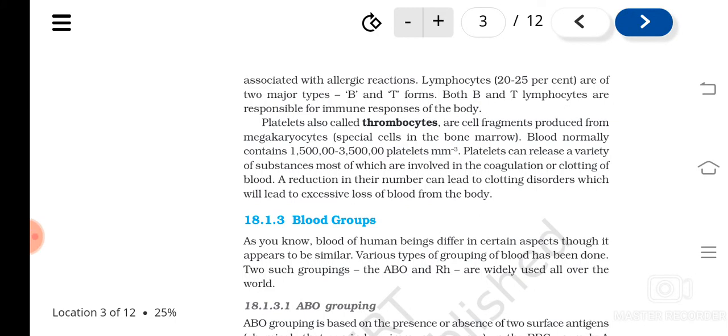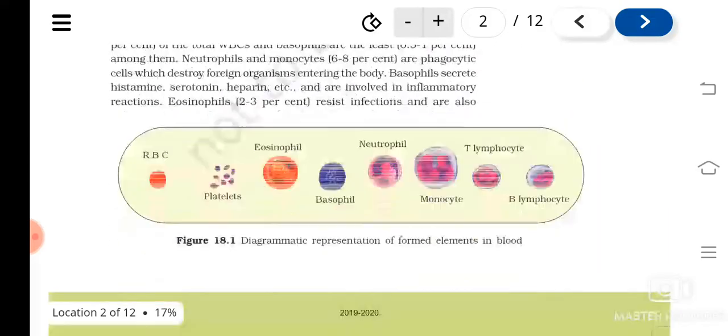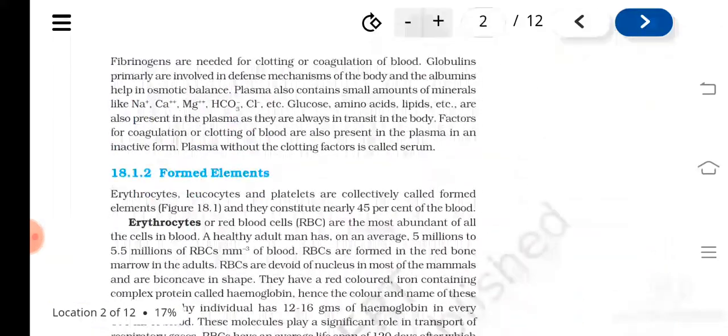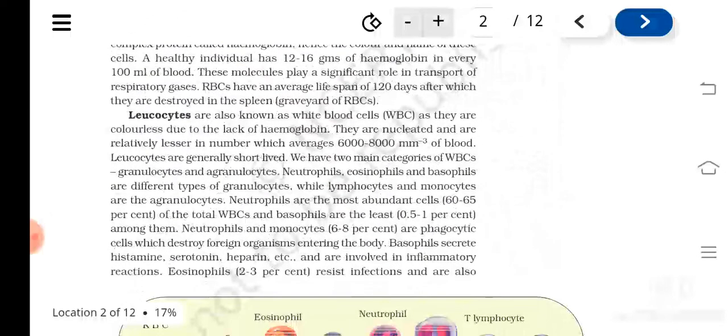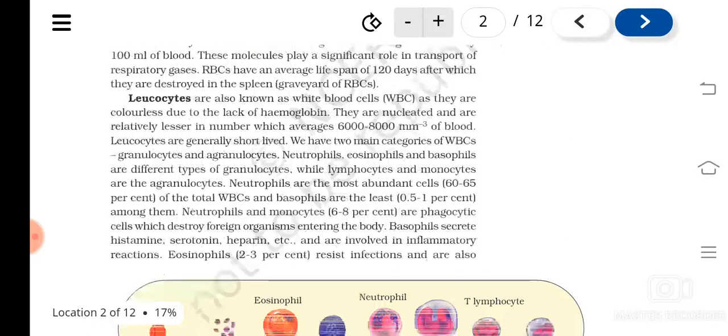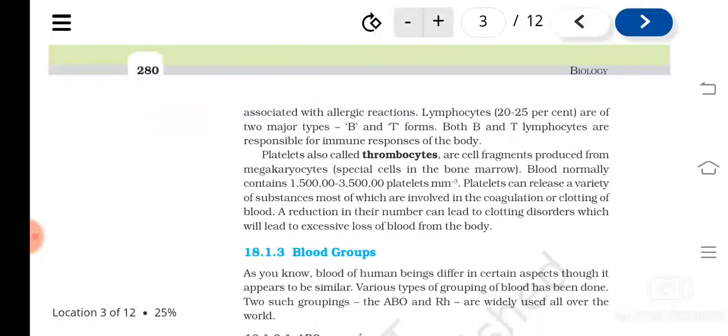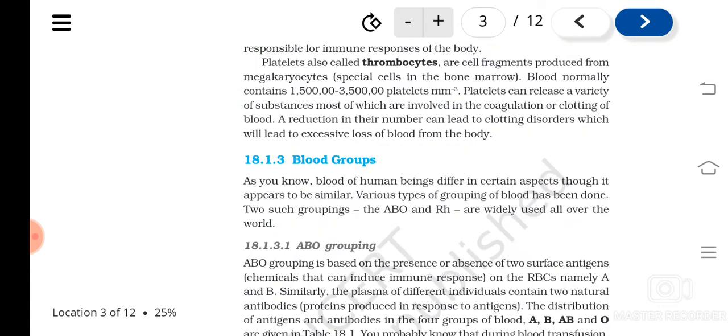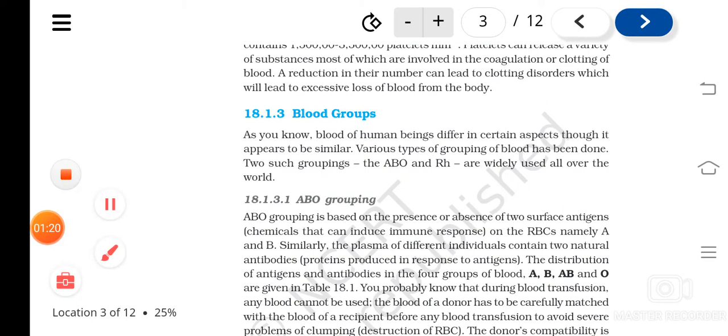We have seen that the RBCs are helpful in carrying oxygen, leukocytes fight against microorganisms, and the thrombocytes or platelets are helpful in the clotting of blood. So we have learned in detail about the various kinds of formed elements. Today we are going to study the blood groups.